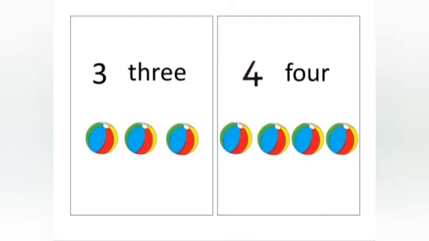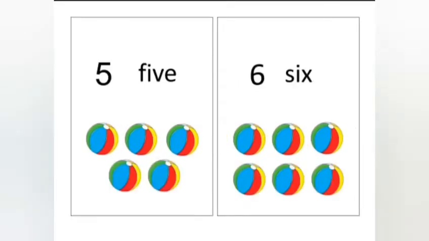3. Now children, in the next box, how many balls are there? 1, 2, 3 and 4. So the number name of 4 is FOUR, 4. Now there are 5 balls in the first box. The number name is FIVE, 5.